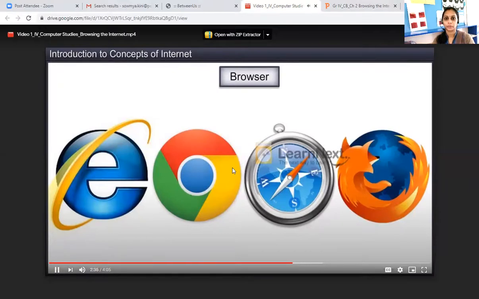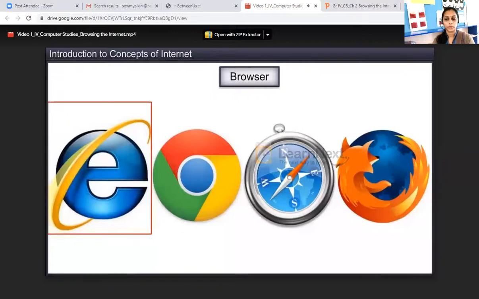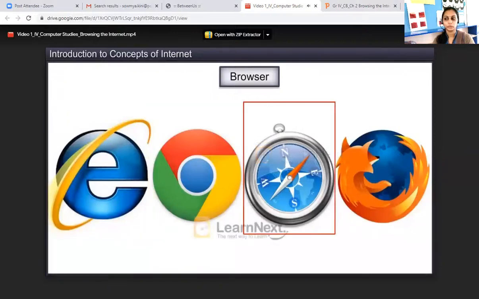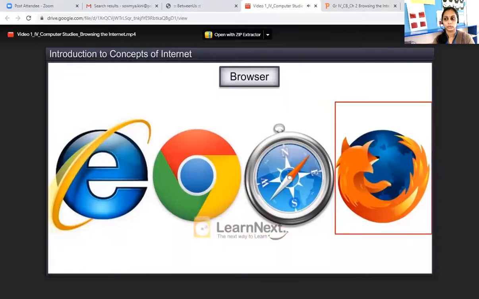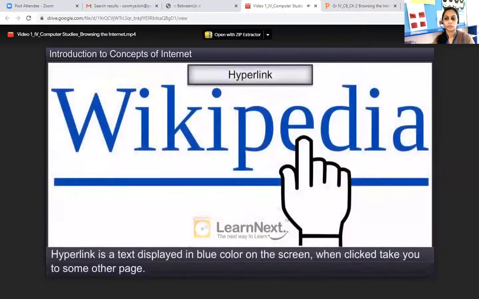Some examples of browsers are Internet Explorer, Google Chrome, Apple Safari, and Mozilla Firefox. A hyperlink is text displayed in blue color, which when clicked takes you to another page.